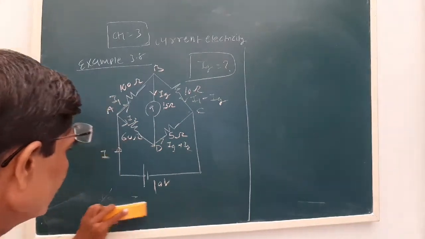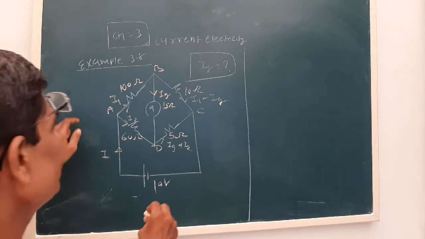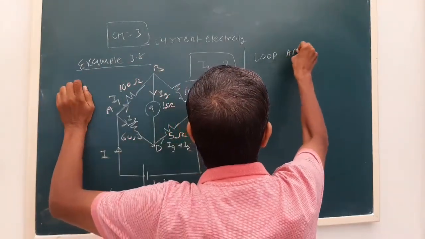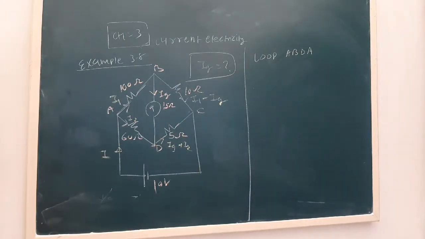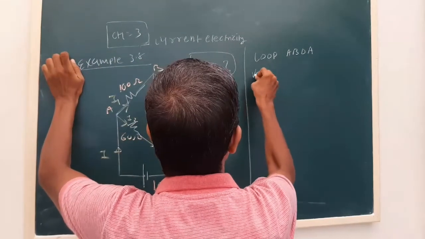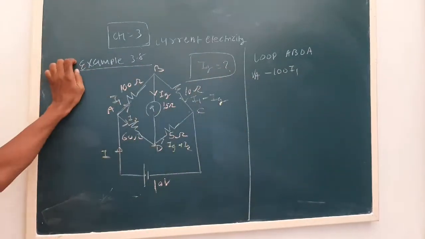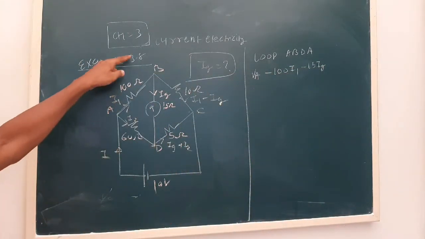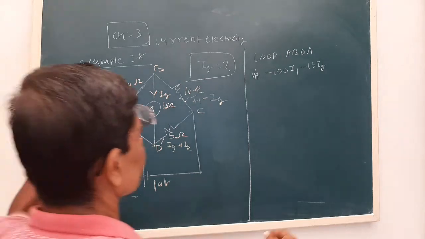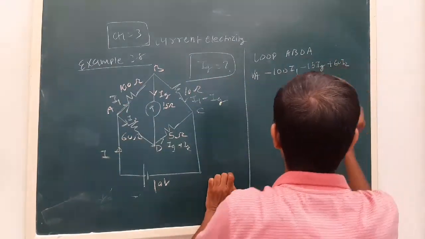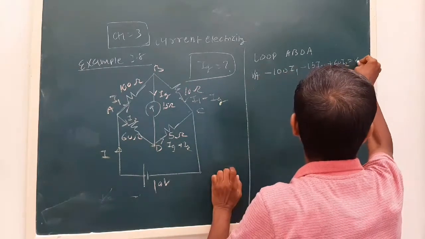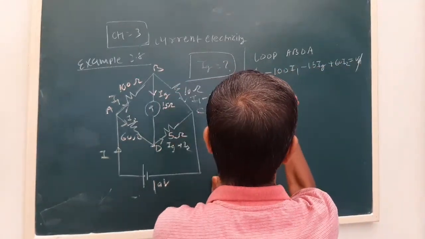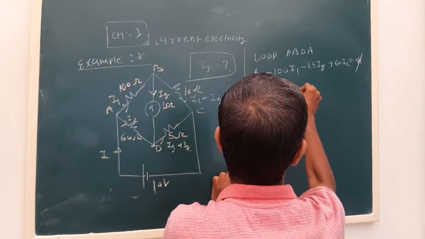Now we use loop ABDA. We write the equation for the loop ABDA in the circuit. So VA minus 100 I1, minus 15 Ig, plus 60 I2 is equal to VA. So it is minus 100 I1 plus 60 I2.